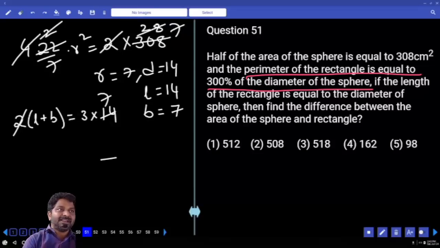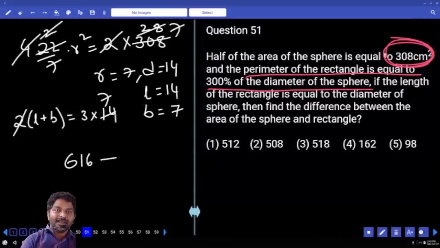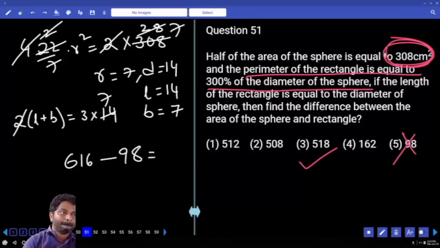Now the question is identifying the difference. Difference between what? Area of the sphere. What is sphere area? 616. Twice of 308. And then area of the rectangle, length into breadth, 98. So this can never be 98. Answer must be 518. Next.